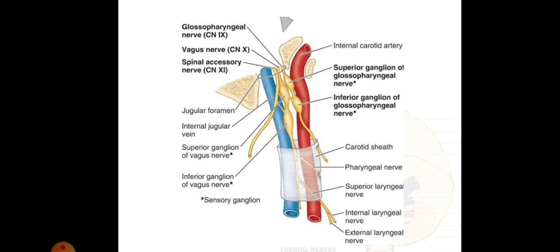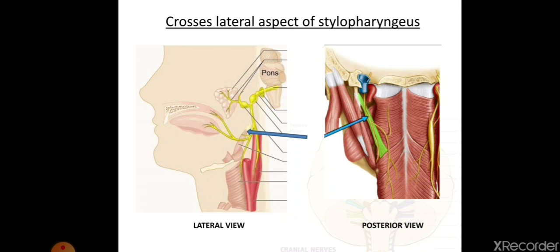After emerging from the jugular foramen, it appears in the neck between the internal carotid artery and the internal jugular vein. Then it starts running infrolaterally, that is downwards and laterally, and appears between the external and internal carotid artery. Then it reaches the lateral surface of the stylopharyngeus muscle. The stylopharyngeus muscle extends from the styloid process to the thyroid cartilage. Then the nerve terminates by dividing into multiple branches like lingual, tonsillar and pharyngeal branches.